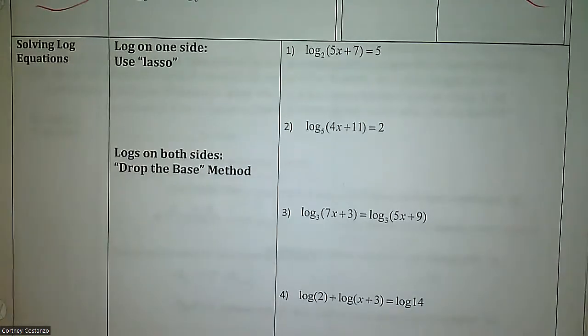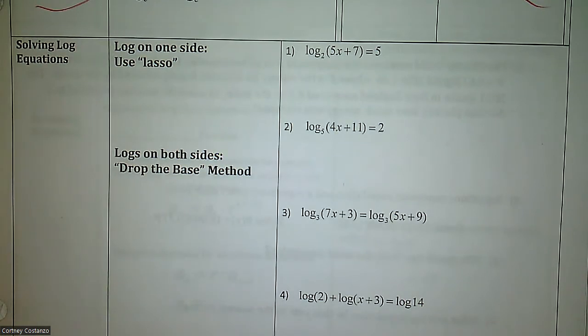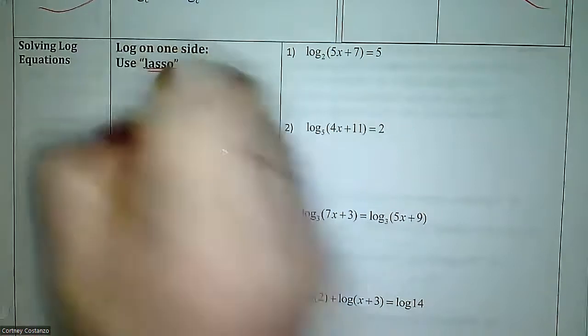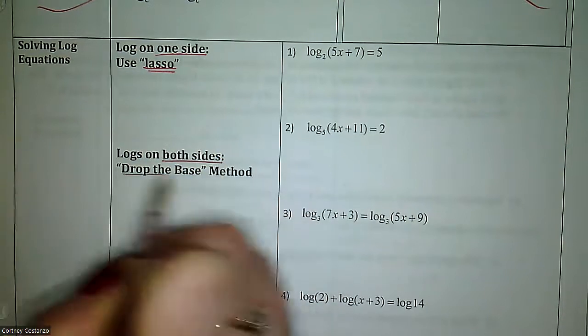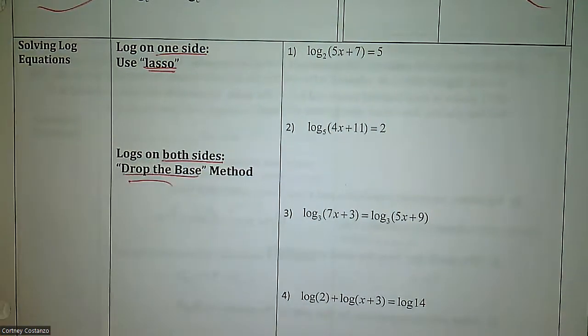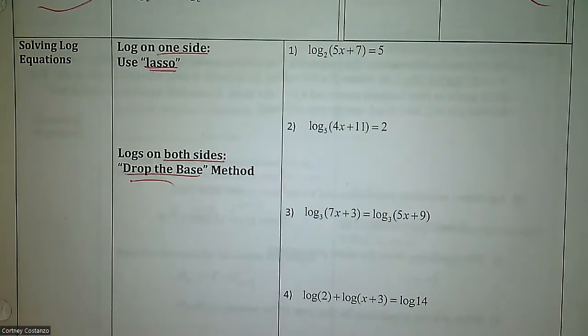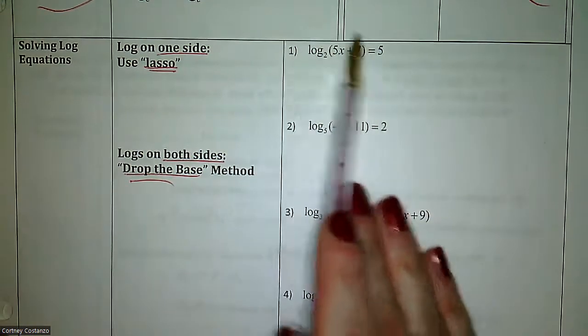So moving on to solving logs. We've already sort of dabbled in this a little bit. There's two different methods we taught you this year. Lassoing, that's if there's a log only on one side of the equal sign. If there are logs on both sides, that one's even better because we could just drop the base. So let's lasso this first one up because our log is as isolated as possible.